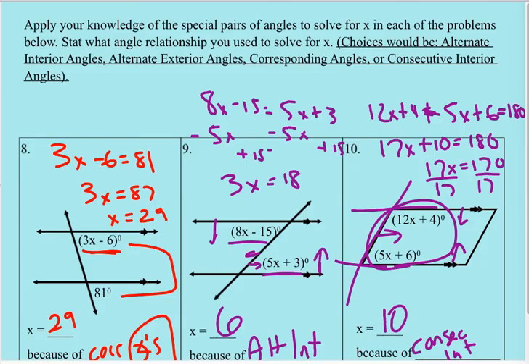So you've got to be familiar with all of these relationships. Okay? Basically, the only one that is not congruent is this one right here, the consecutive interior. All right, come talk to me with questions.